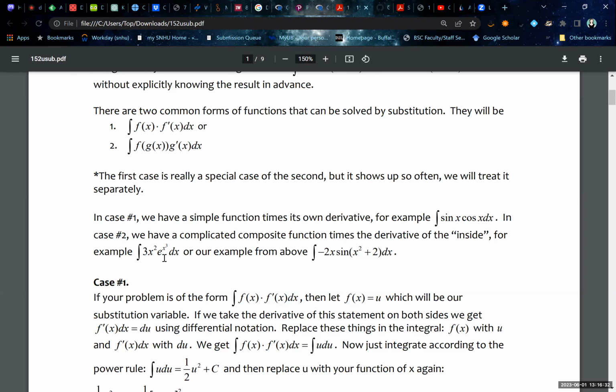In the second scenario, we would have something more like this example where we have e to the x cubed, and then the derivative of the x cubed is the 3x squared. Another example would be this example where we have sine of x squared plus 2. The derivative of x squared plus 2 is 2x. And so we have the components there for both the larger function and the derivative of the inside sitting there next to it. So let's look at this first scenario where we have sine x cosine x.